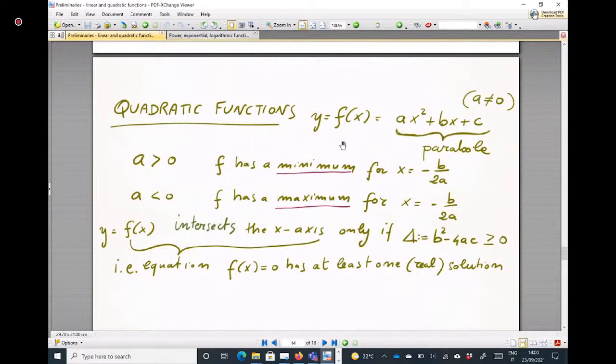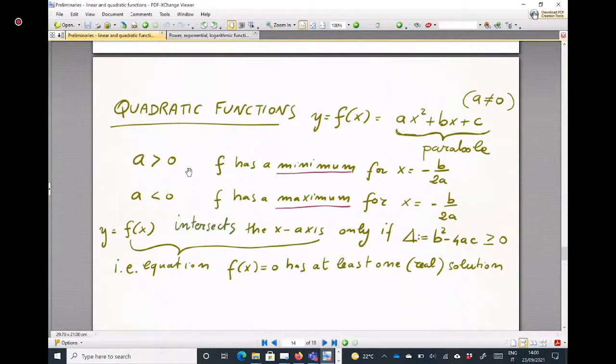So y equal to f of x in this case is defined as ax squared plus bx plus c. This is called a parabola. It is the example of a quadratic function in one variable. A is different from 0, of course, otherwise we have a linear function.